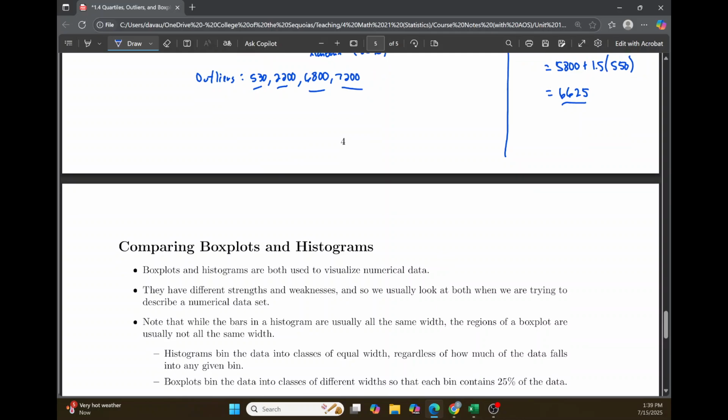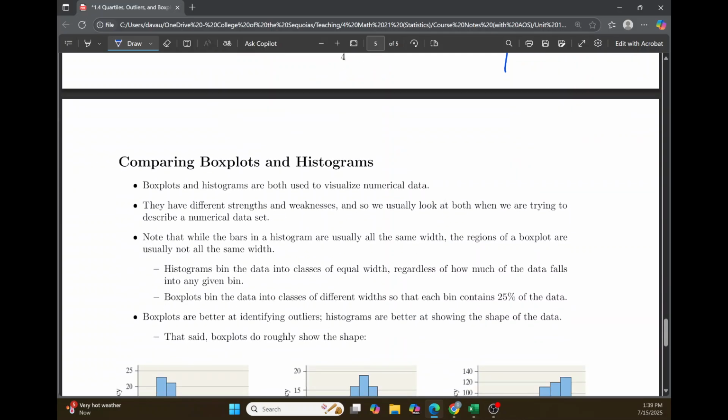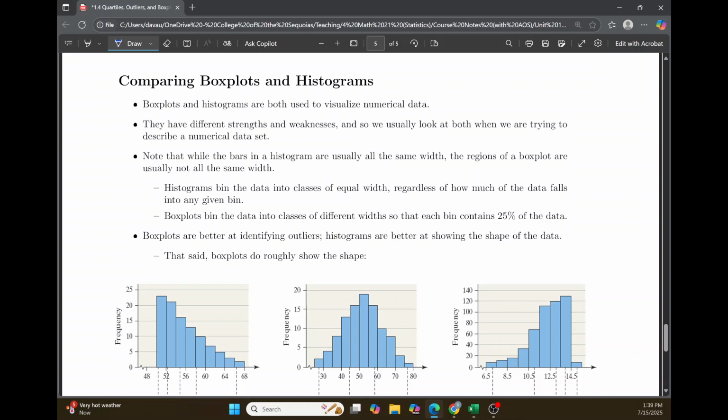Okay. Last topic here, I want to spend a little bit of time comparing box plots and histograms because they're both used to visualize numerical data. And so you may wonder, well, why do we need two different graphs? The answer is they have different strengths and weaknesses. They display different things. And so we usually like to look at both whenever we're trying to describe a numerical data set.